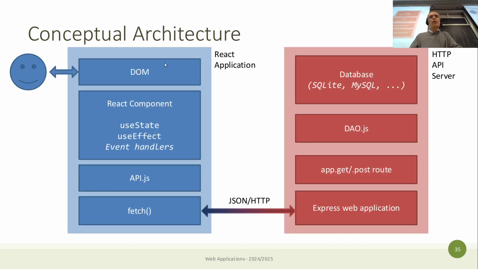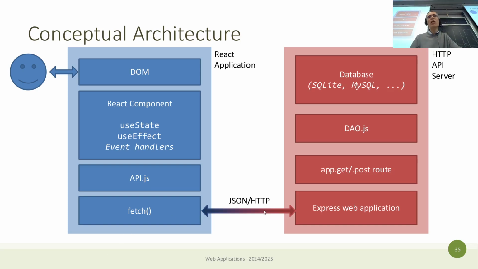Okay? So this is the architecture of what we are going to do from now on. This is the React application, the blue one. That's the DOM, React components. You have the user state, and now we have the useEffect as well. Event handlers. Don't forget about the event handlers, as I told you. Even they can start a request, I mean, fetching or sending data to the server. And then there's this API.js, which I recommend, which is like the lower layer where the fetch is actually implemented with the correct URL for the API and so on.